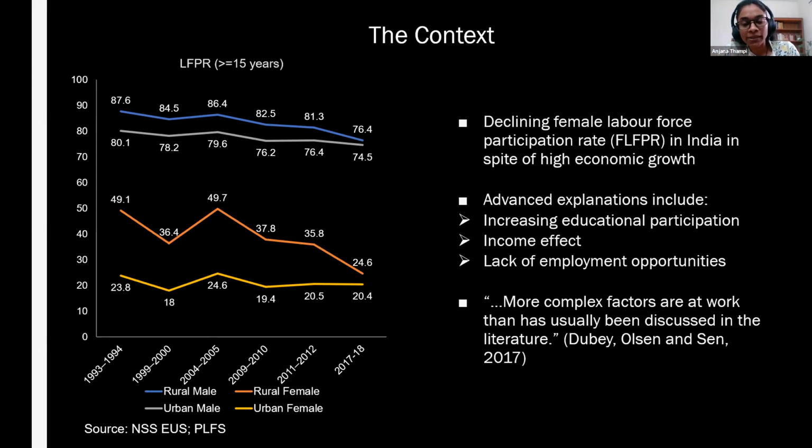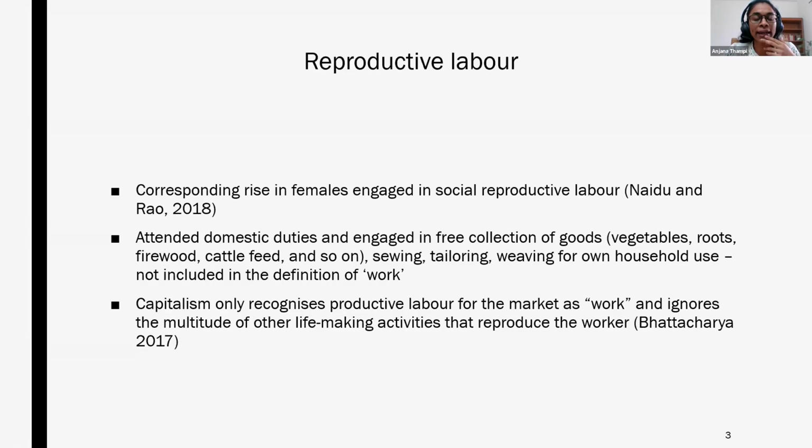So where I start from is essentially this line that more complex factors are involved than has usually been discussed. I put out two critiques of the conventional explanations that are usually taken in the literature. One is that when there's been this decline in the labor force participation rate, correspondingly there's been a rise in females engaged in social reproductive labor.